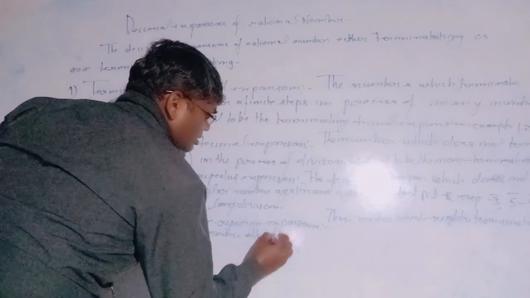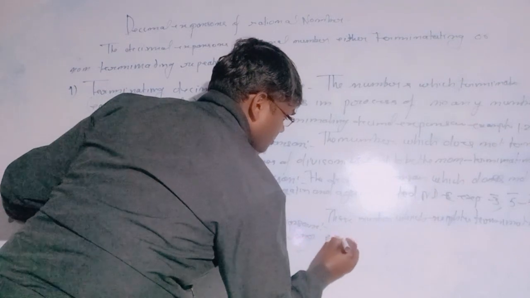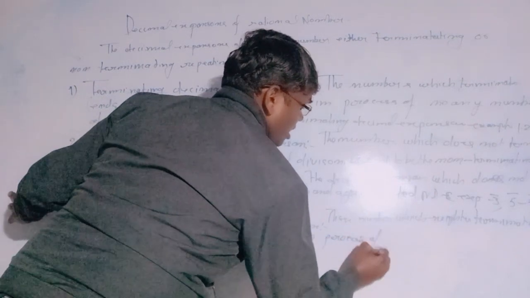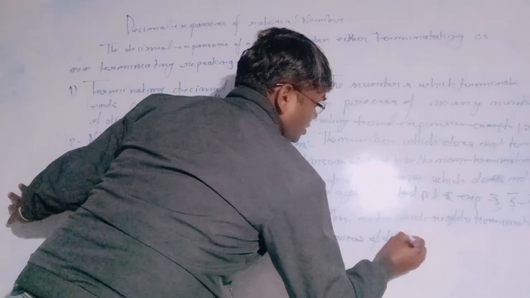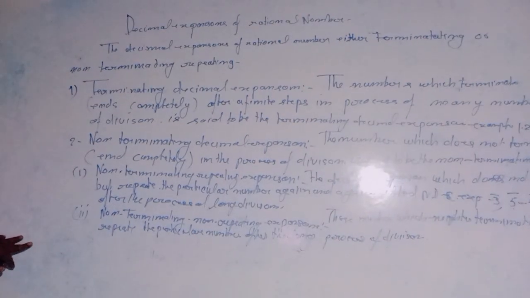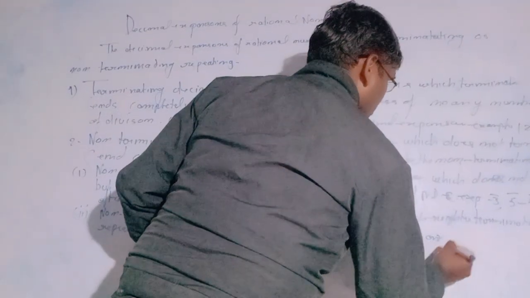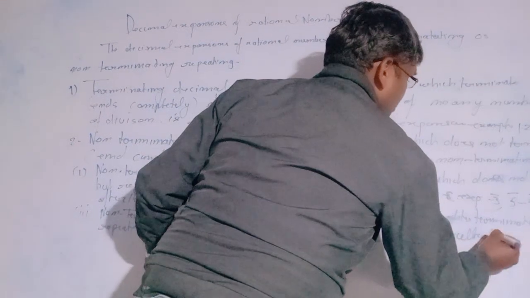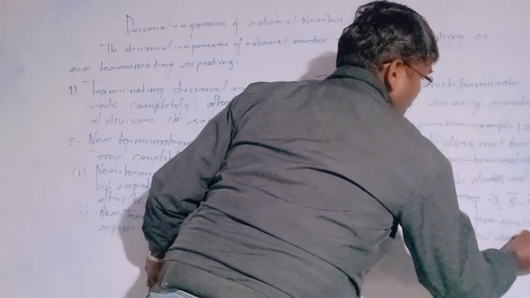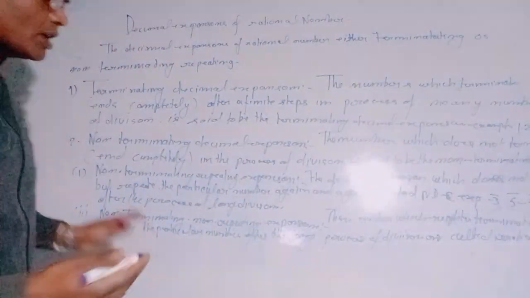After the long process of division, non-terminating non-repeating decimal expansions are also called irrational numbers. Okay, it is also said to be irrational numbers.